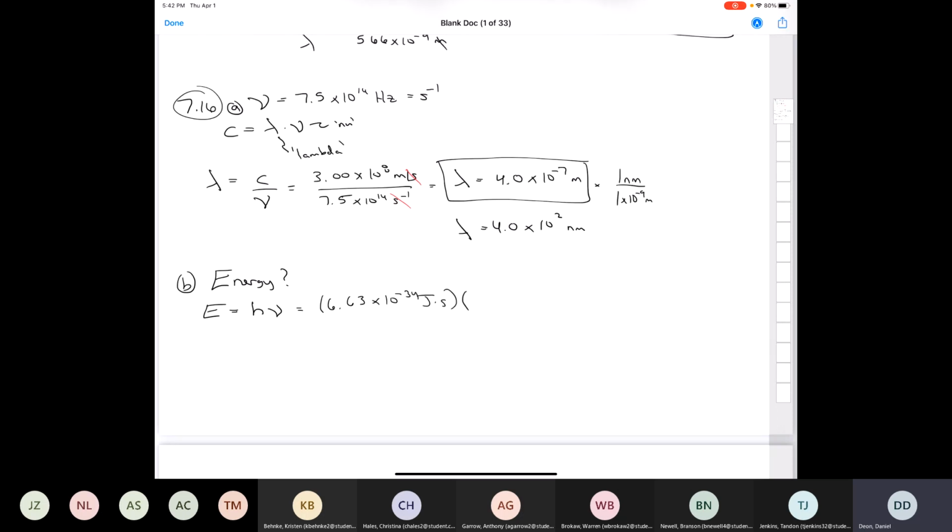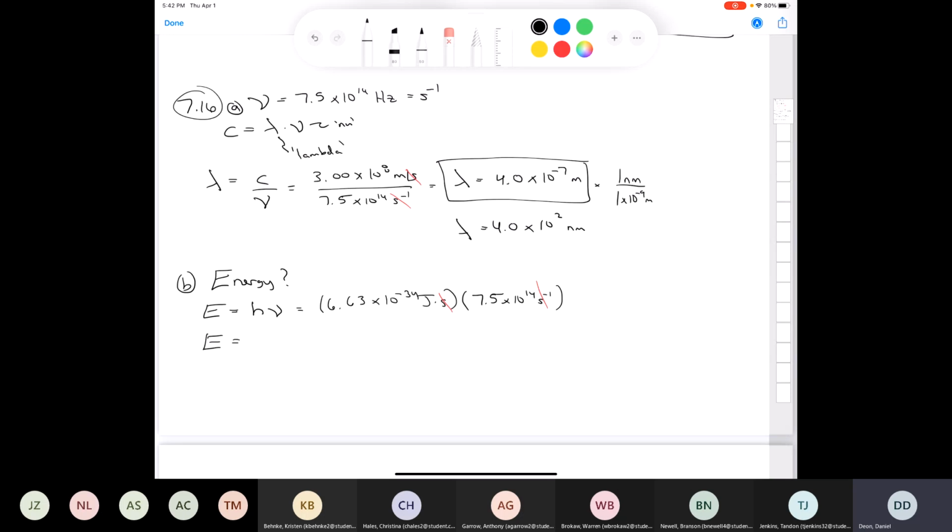And then if I multiply that by the frequency that I got from the get-go, which is 7.5 times 10 to the power of 14 seconds to the minus 1, you see that the seconds and seconds to the minus 1 cancel, and I'm left over with units of energy in joules. And when you do that, you get the energy is equal to 5.0 times 10 to the negative 19 joules. Now remember, that's a small amount of energy, but this is for one photon only.